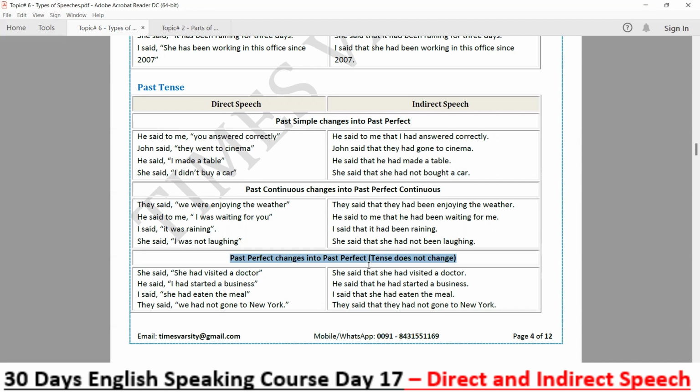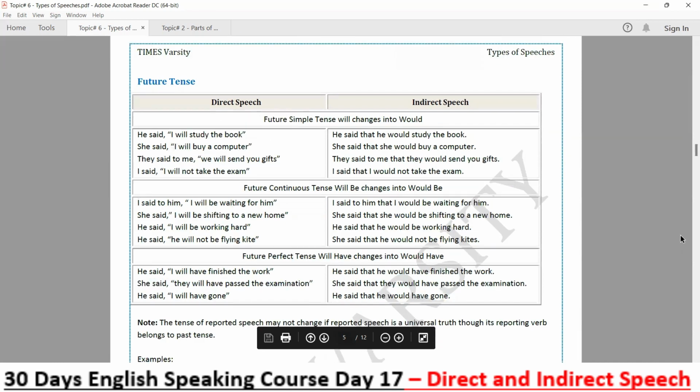There is no change. I said, "She had eaten the meal." I said that she had eaten the meal. They said, "We had not gone to New York." They said that they had not gone to New York. So past perfect changes to past perfect, and present perfect changes to past perfect.